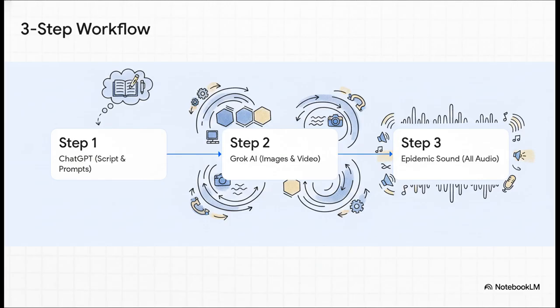Step 1, use ChatGPT to generate your script and all of your visual prompts. Step 2, take those prompts over to Grok AI to create your consistent images and then animate them into video clips. And step 3, bring it all home into a video editor and use Epidemic Sound to build that perfect audio world with music, sound effects, and a voiceover.